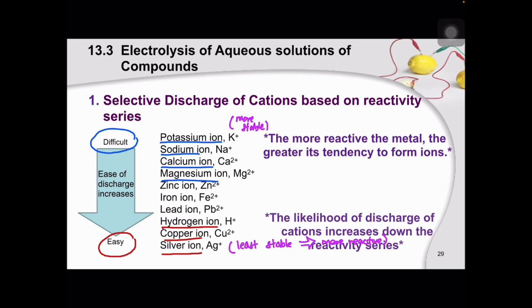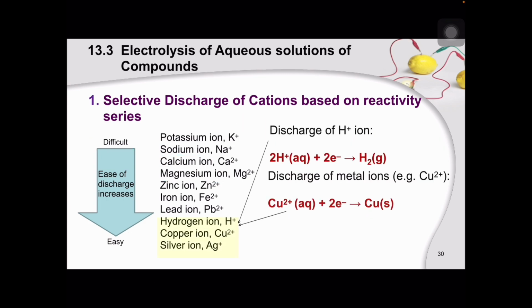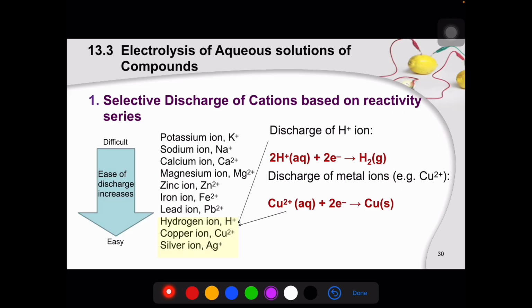So what this means is that if you are given hydrogen ions and copper ions, in this case as an example, the discharge of hydrogen ion will look like this half equation here, whereby 2H+ (aq) plus 2 electrons form hydrogen gas. The discharge of copper 2 ions will look like this equation over here, whereby Cu2+ (aq) plus 2 electrons give you copper solid.